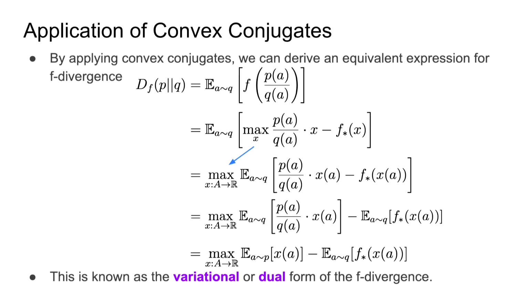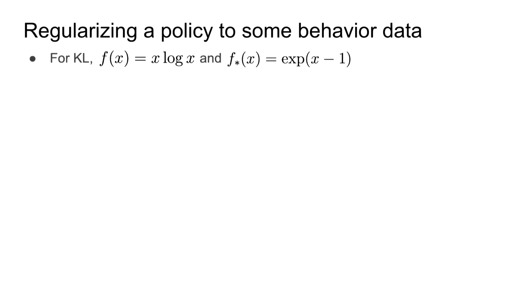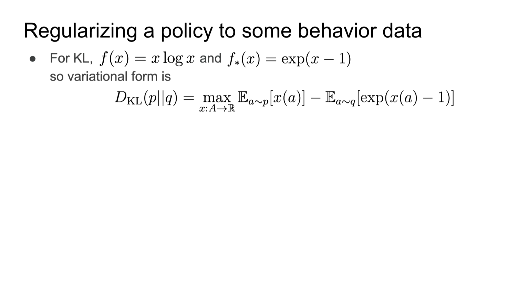So why does this matter for us? Hopefully, you can see that this is very useful, right? Because now, in our application of regularizing a policy to some behavioral data, we also have this issue where we don't know our behavioral density explicitly. We only have access to samples from it. And so what can we do? We can write the KL divergence, which we want to estimate between some unknown distributions, in terms of this optimization. We're optimizing over X, and all we need is access to samples from our two distributions.